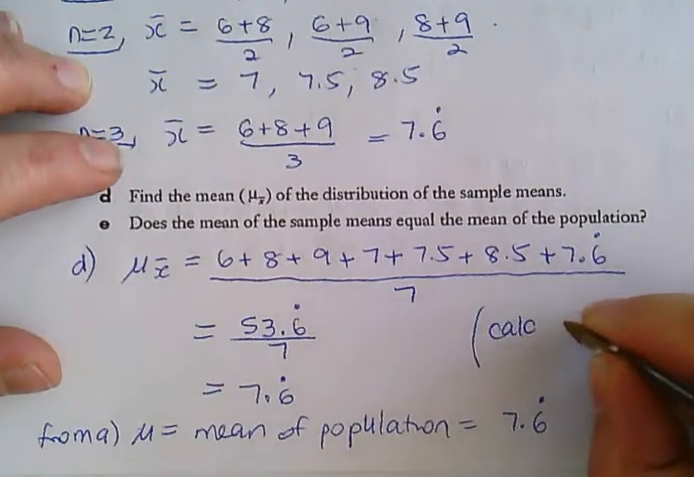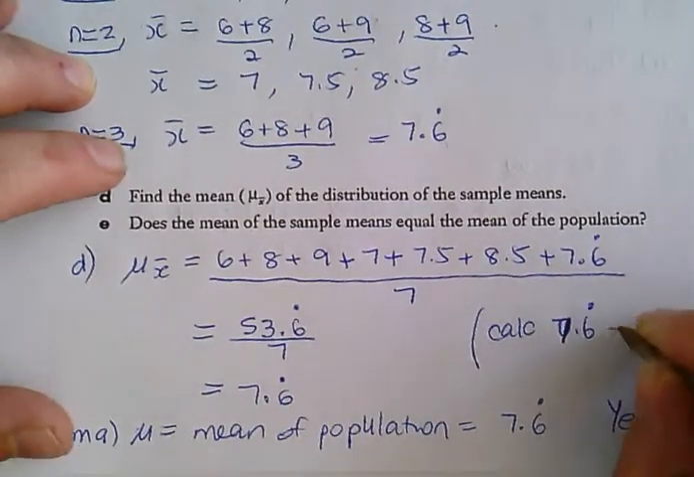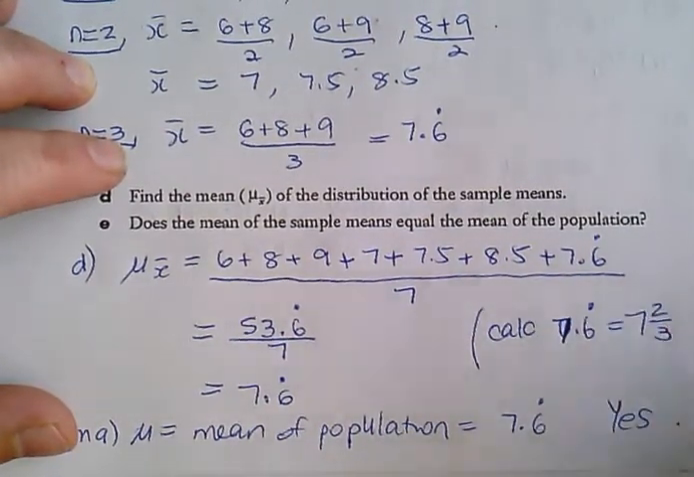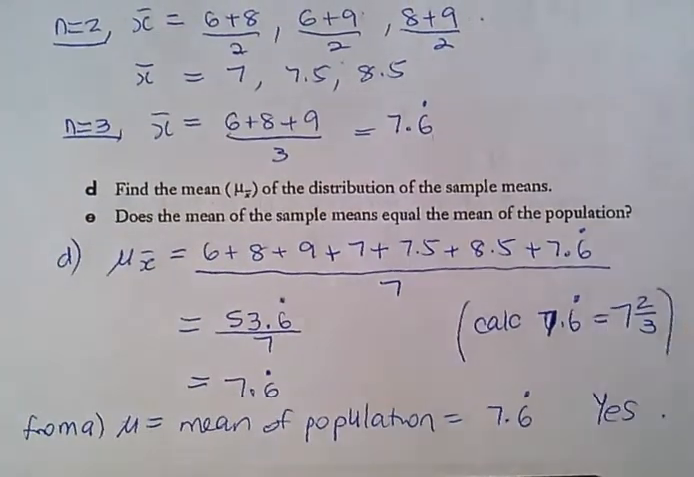So on your calculator, to enter 7.6 recurring, you go 7 2/3. Can we just say the answer is always 7.6?